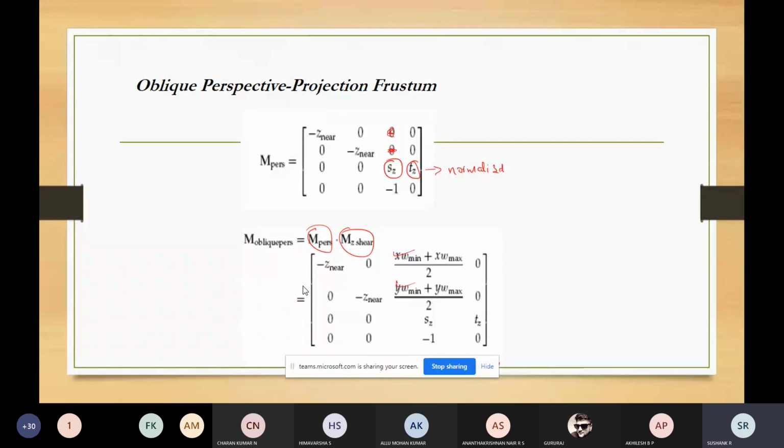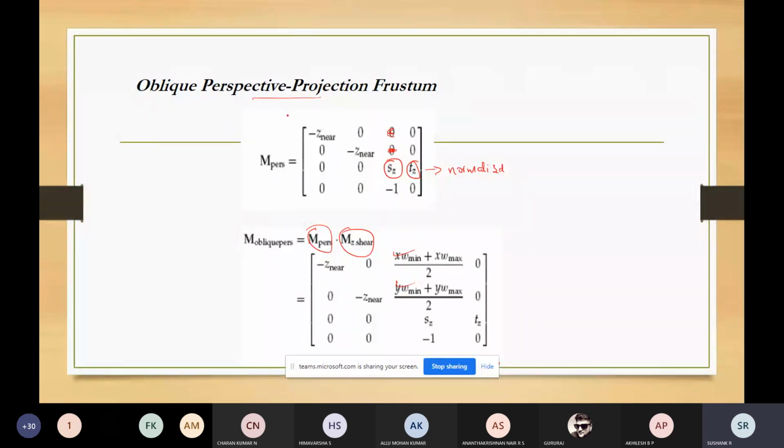So what is the advantage of this matrix? This is an efficient method for generating a perspective projection view for a scene, without sacrificing the flexibility. So this is an efficient method.